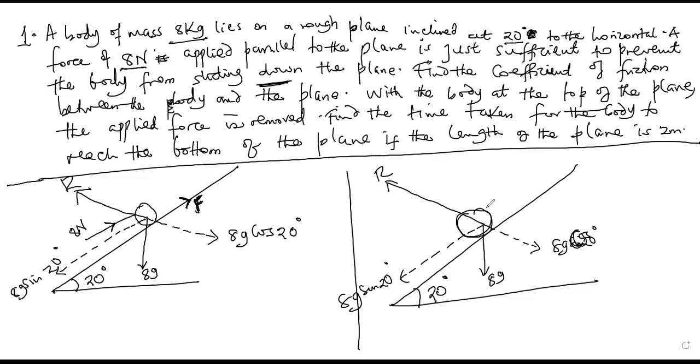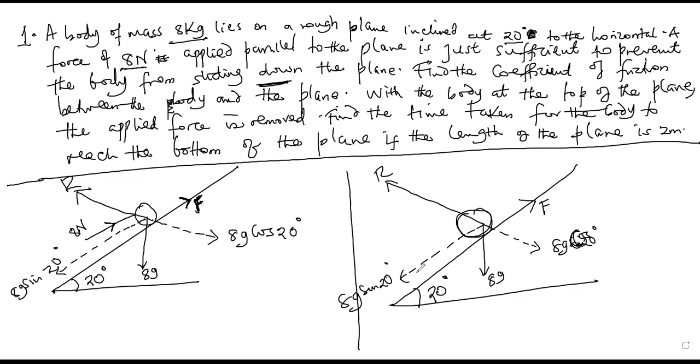Now, they have said that after the body reaches the top of the plane, the applied force was removed. So we no longer have the force, and they need the time taken. The applied force was the one removed, but the frictional force is there. So we only have one force, and that is the frictional force. Still by resolving here, you can get conditions that take you to an answer.